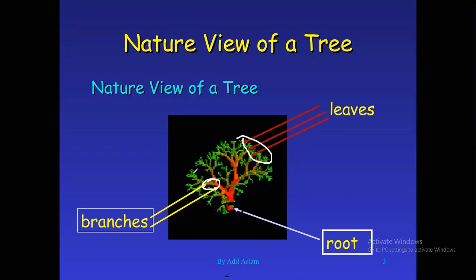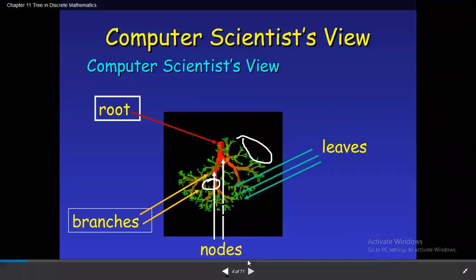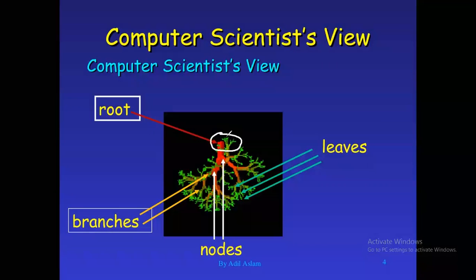So now we learn this tree scientifically. When you come to it scientifically, you just reverse the tree. This is a tree which you reversed, nature's tree. So now, it has a root, branches, leaves, and you learn one more word, a node. In computer terminology, you will learn one more word, a node.